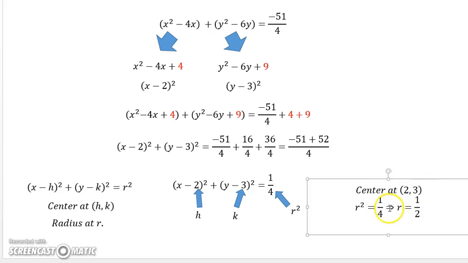And then for r squared, to get that value, I need to take the square root of 1/4 to find my actual radius value. So in this case, the square root of 1 over 4 is 1/2. So the radius of this circle is going to be 1/2. So now I've completed that conversion process. So let's just graph it and check that we did this correctly.